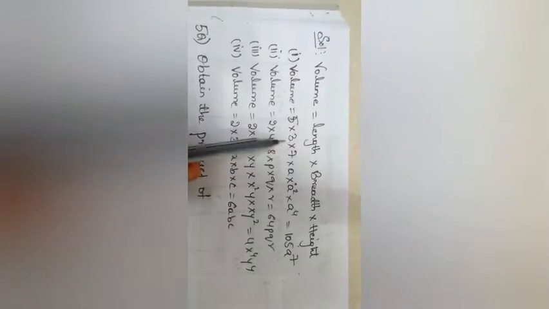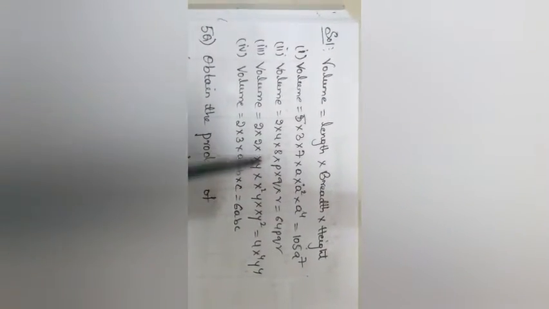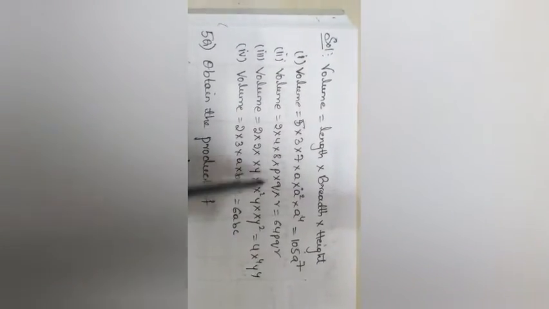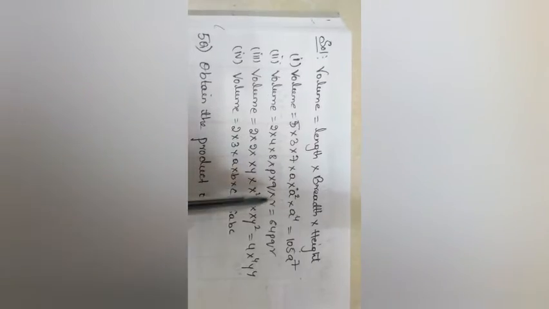For the first bit, they have given the volume as 5 into 3 into 7 into a square into a power 4. You just need to split the terms and do the multiplication. Take constant terms to one side and variable terms to the other side, and do the multiplication, you will get an answer.